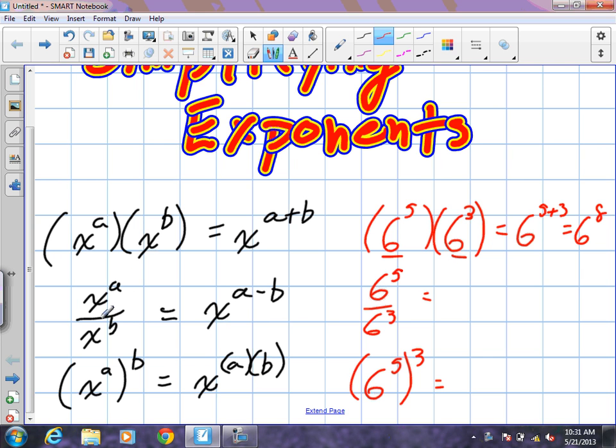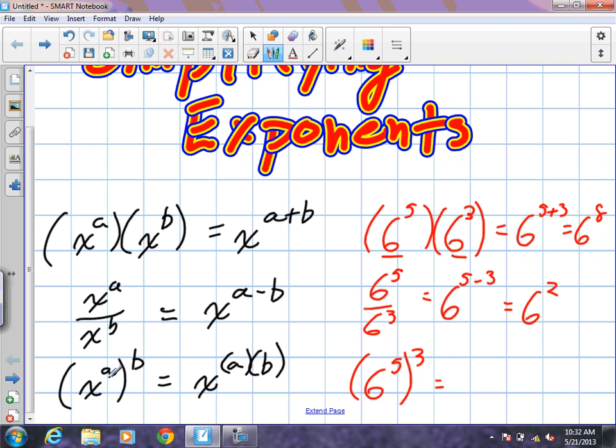Our second example, if we're dividing exponents with the same base, again, we can write it as a single base and subtract them. So, using the same two numbers, we write it as a single base 6, but instead we subtract the two exponents, we end up with 6 to the power of 2 for division.